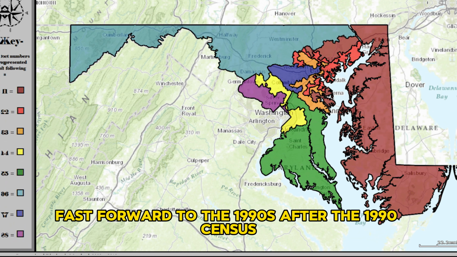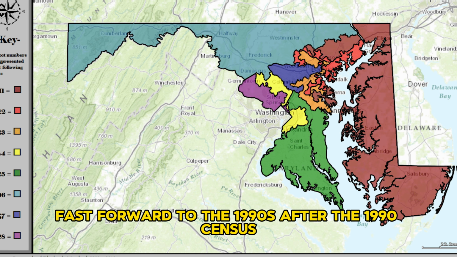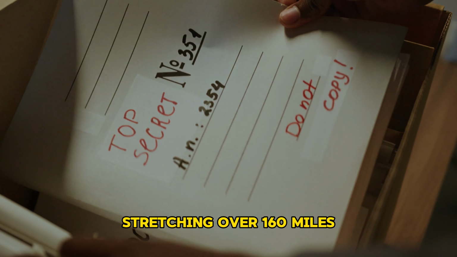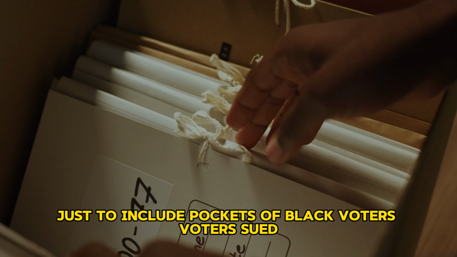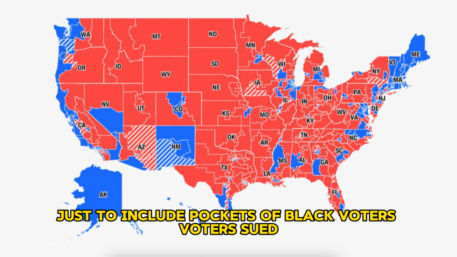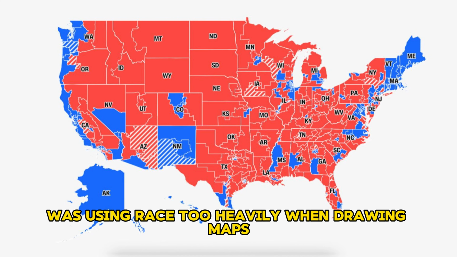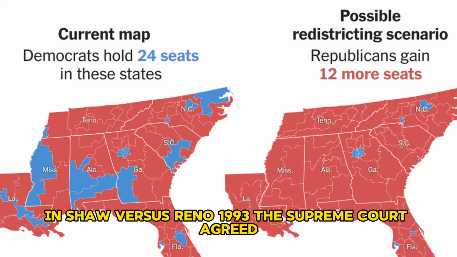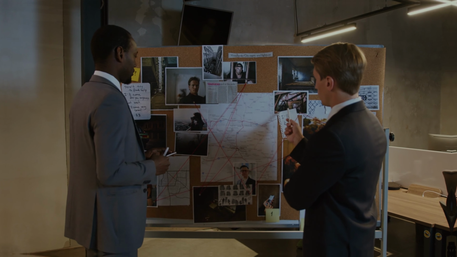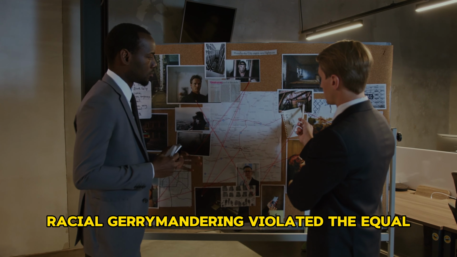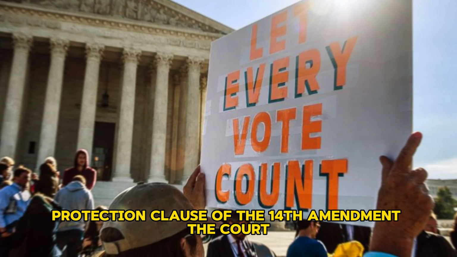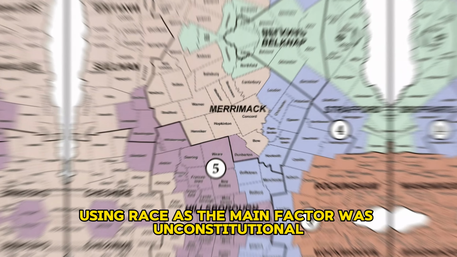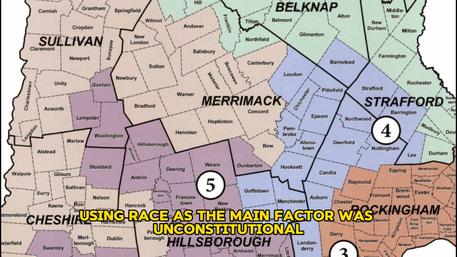Fast forward to the 1990s. After the 1990 census, North Carolina drew a bizarrely shaped congressional district, stretching over 160 miles just to include pockets of black voters. Voters sued, saying the state was using race too heavily when drawing maps. In Shaw versus Reno, 1993, the Supreme Court agreed racial gerrymandering violated the Equal Protection Clause of the 14th Amendment. The court said that while increasing minority representation was important, using race as the main factor was unconstitutional.